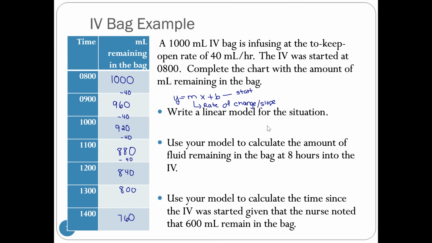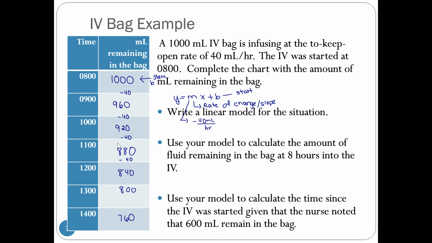So when I look either at my data set or at the words that describe the scenario, I see that the IV bag started with 1,000 milliliters. So that is my start or my b value. And I see that each time, each hour, the change was 40 milliliters. And specifically, it went down by 40 milliliters each hour.